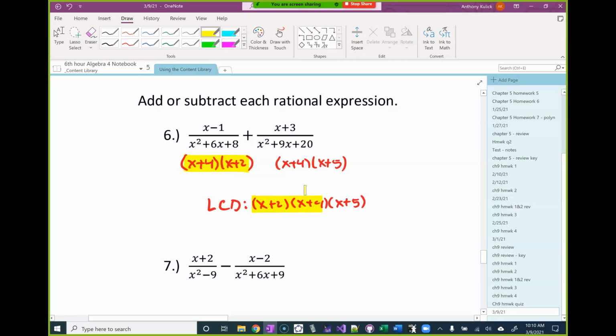So the x plus 5 times the x minus 1 is there. You have that addition sign out. So I'll FOIL this out. And when I add them together, I get 2x squared plus 9x plus 1.